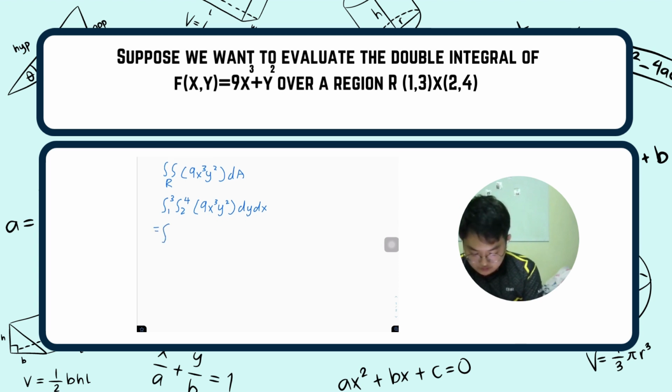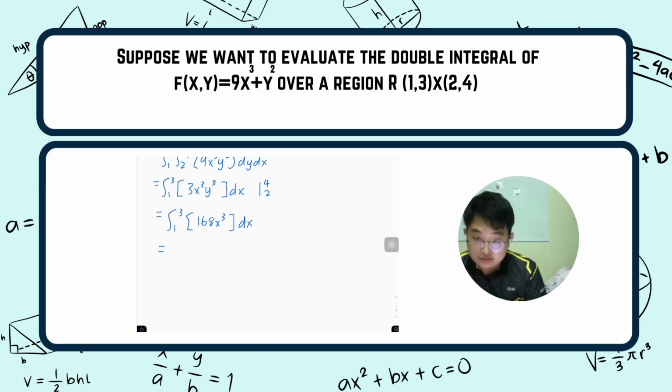So first, we have to integrate with respect to y first. After integrating, we get 3x cubed y cubed dx, evaluated from 2 to 4. After substitution, we get the answer 168x cubed dx.